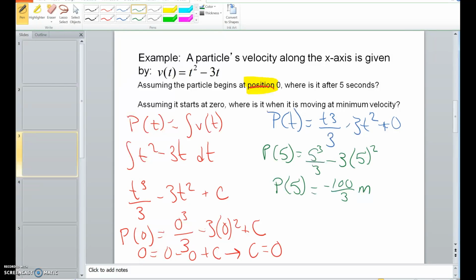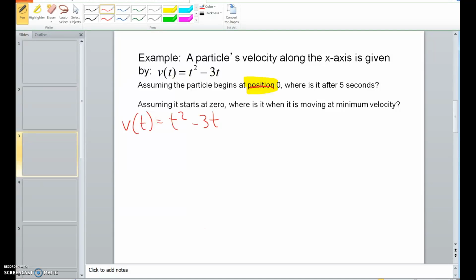Okay, so then the second question says, assuming that the particle starts at position 0, where is it when it's moving at minimum velocity? So it's still a question about position. We have two pieces of information we have to figure out here. We have to find out when velocity is at a minimum, and then plug that time into the position function to answer the where. I'm going to erase this so that we can start answering this question.